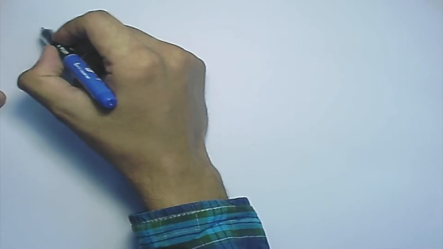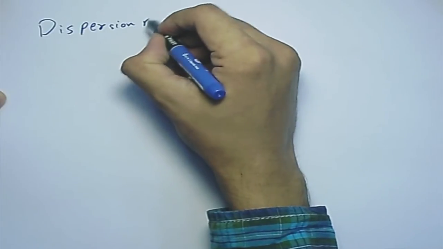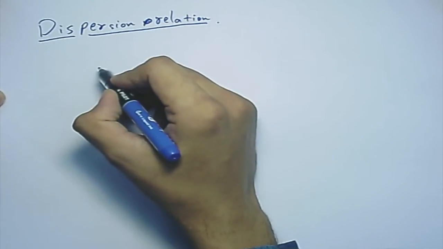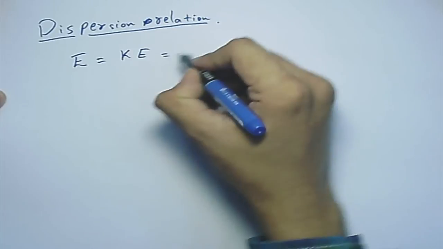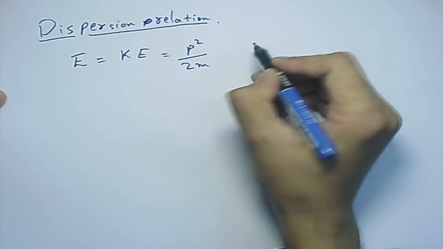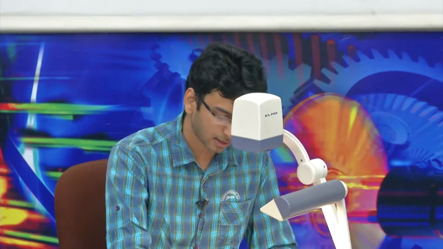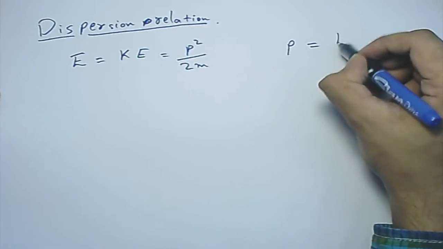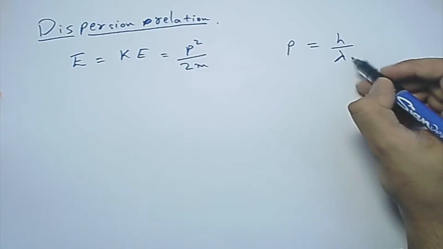Let's try to write the dispersion relation firstly. The particle's energy E is given just by the kinetic energy, which is equal to the momentum squared over 2 times the mass. All right, the momentum, given by the de Broglie hypothesis, is related to the wavelength. P is given by h over lambda, where lambda is the particle's de Broglie wavelength.